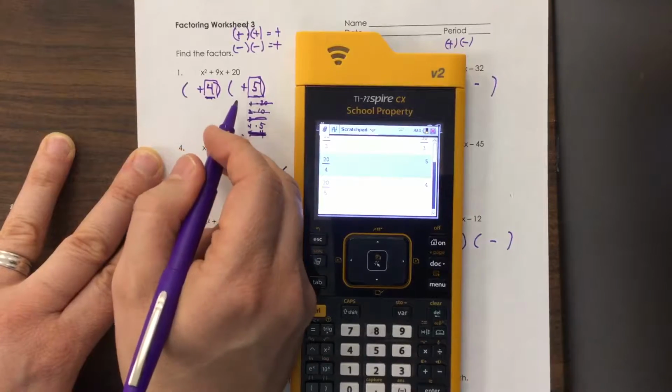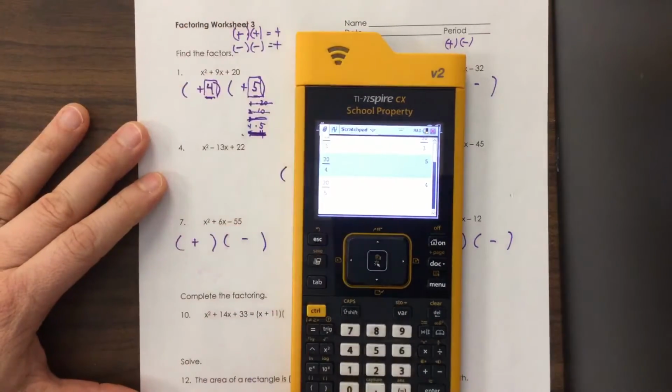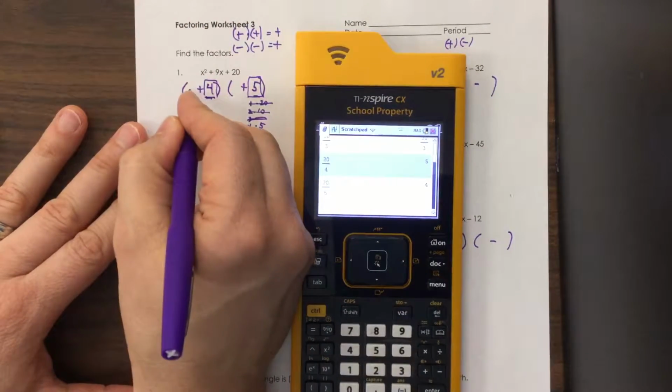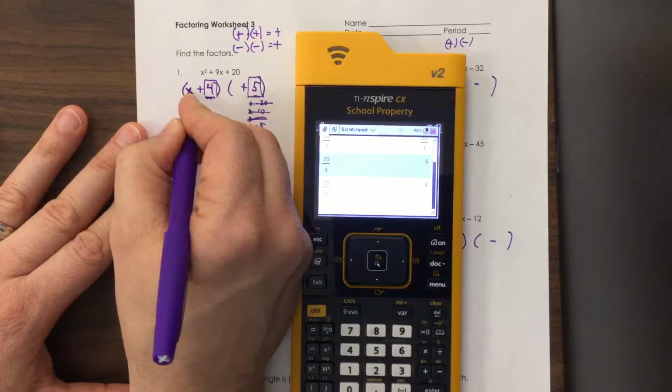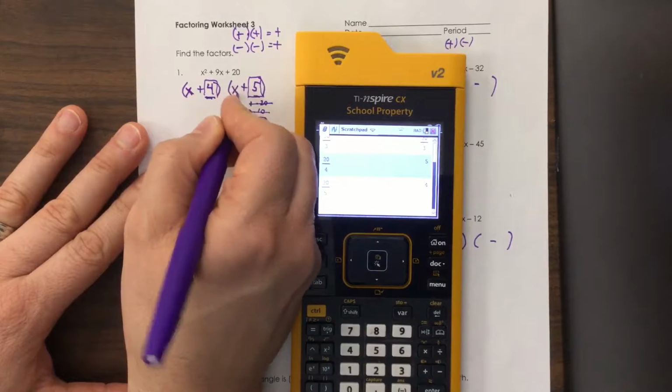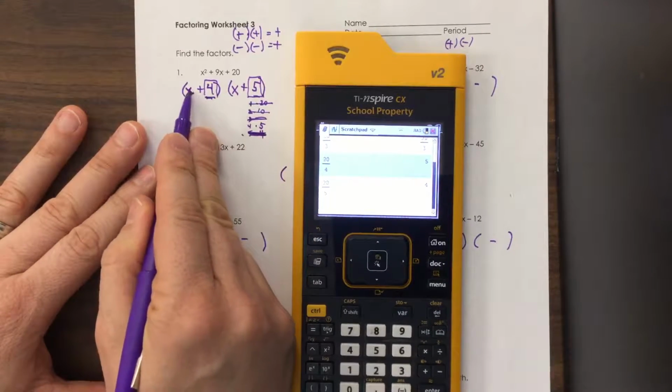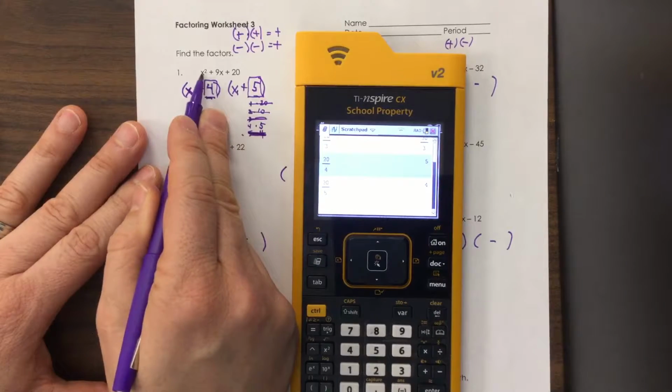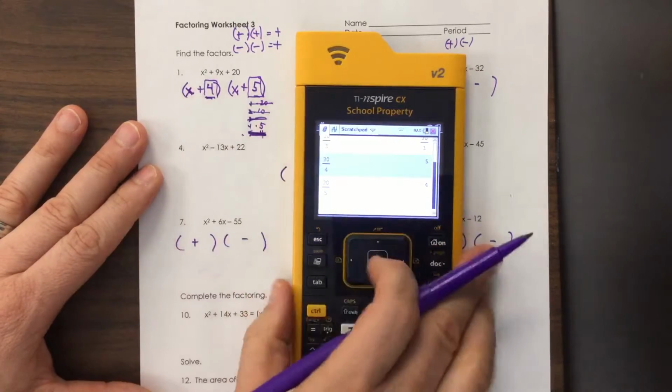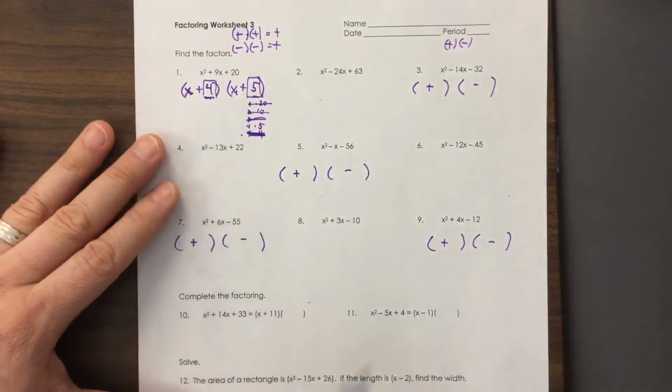We didn't do anything there because actually every problem in this section is all going to be the same in the front. The first term for each binomial is just going to be x, because x times x gives you the x squared. Okay? In fact, let me go ahead and fill those in for all of them.